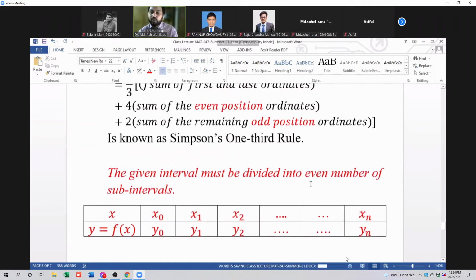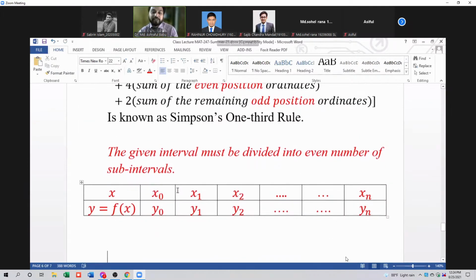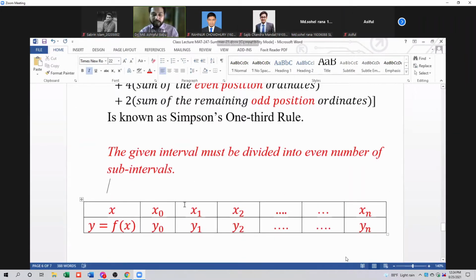Understand? So what does it mean? Even number of subintervals. Now, if you want to make intervals, you need two values. So our main interval is, for that example, the given interval. So I just write it in here.